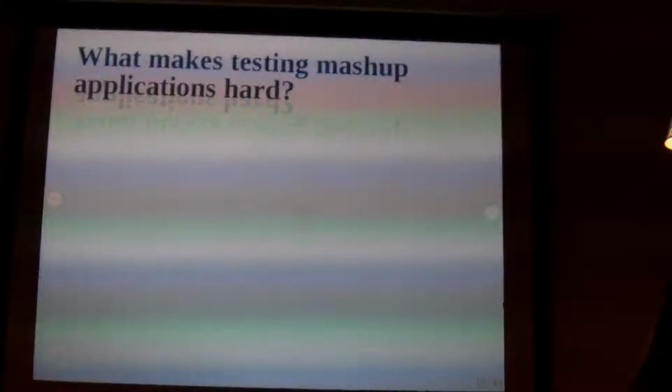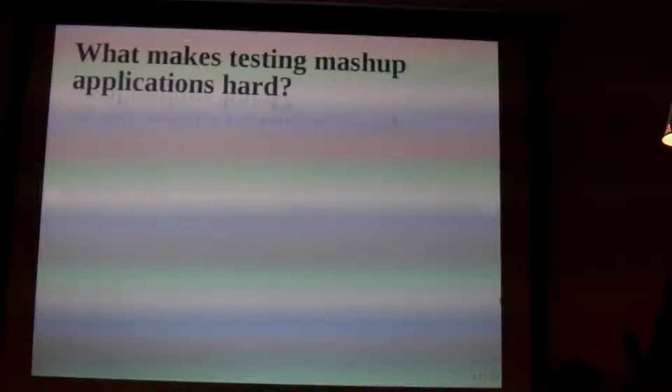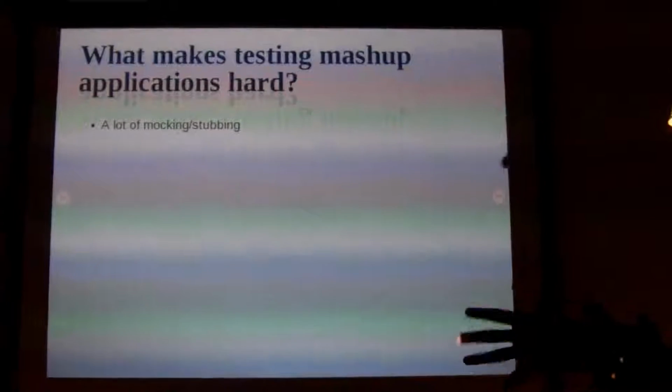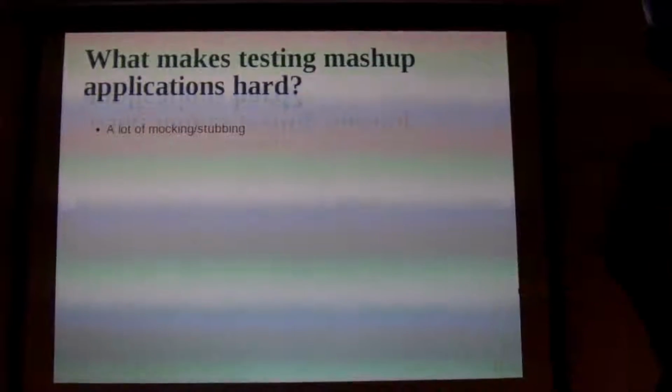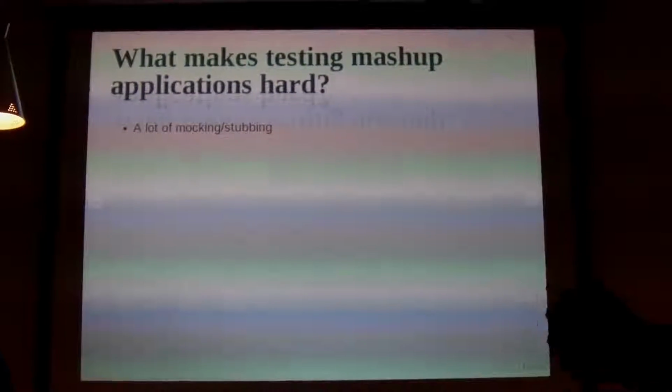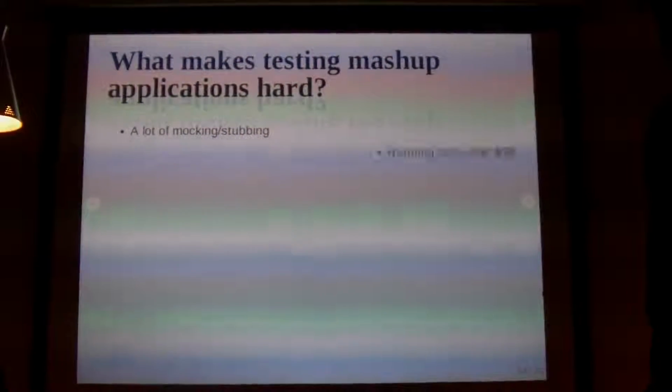Okay, so in the beginning I said that this will be about testing mesh applications. So why is testing mesh applications so hard? First, there's a lot of mocking and stubbing. If you want to test your application and you don't want to talk with the Twitter API or Facebook API every time, you need to do a lot of stubbing. Basically every method that calls the backend, like some provider API, you need to stub or mock, which is really a pain.